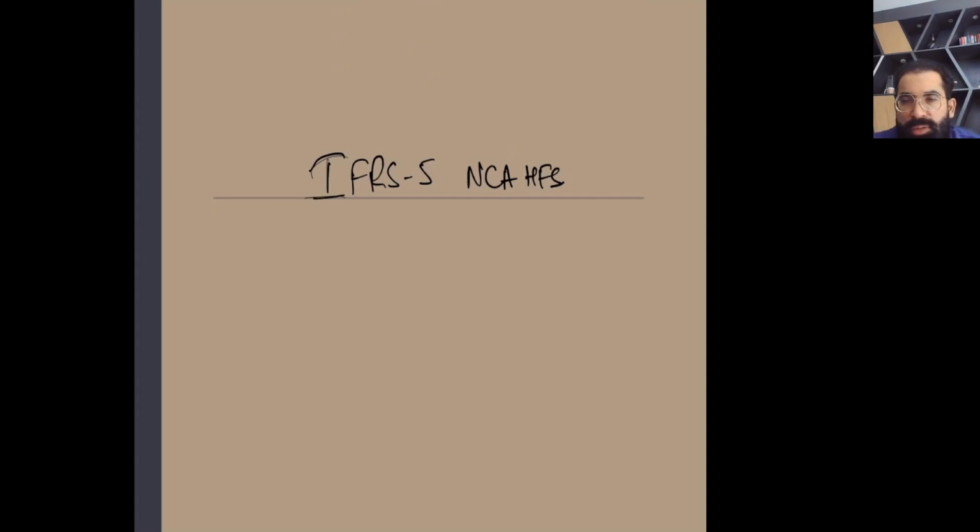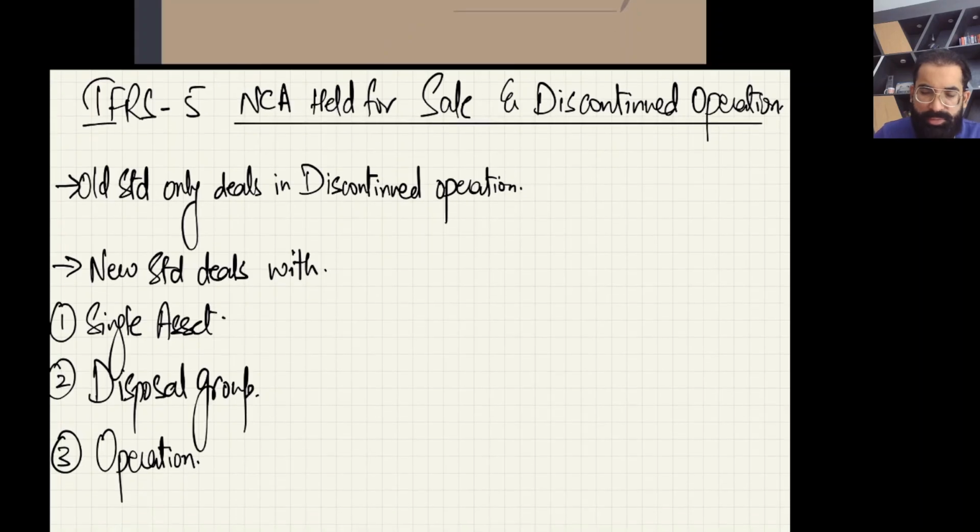Okay, dear students, so today we are going to start non-current assets, IFRS 5, non-current assets held for sale and discontinued operation. Just for introduction, you guys have studied this standard before in your life, but yes, we will go right from the scratch, truly from the scratch.